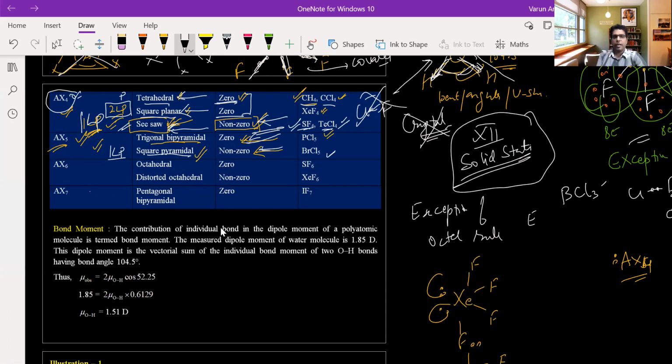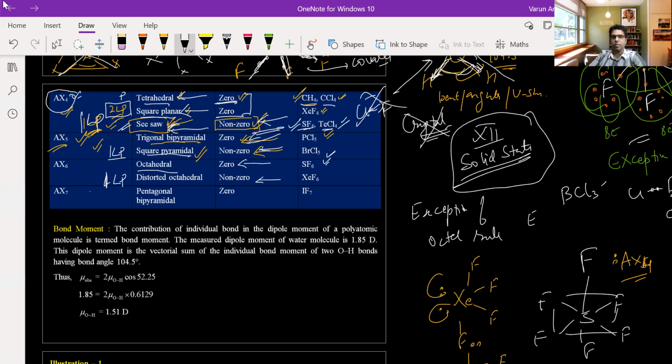Then for an AX6 type of molecule, if the dipole moment is zero, it will be octahedral in shape, and if the dipole moment is non-zero, it will be distorted octahedral with one lone pair. For octahedral shape, the example is SF6. I have already discussed what the octahedral shape is: 4 fluorines at the corners of a regular square, one at the top, one at the bottom. So this shape is known as octahedral shape. So this is the AX6 type of molecule.